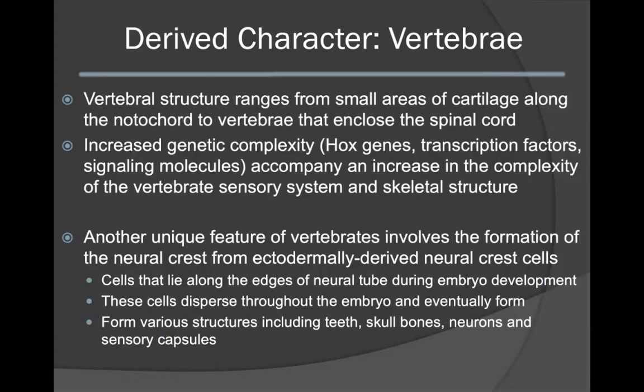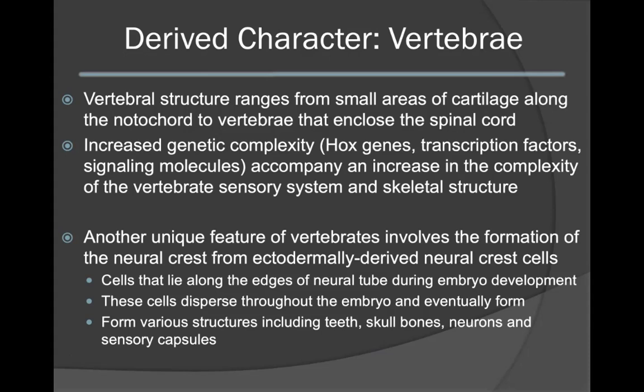An important derived character that occurred in the evolution of chordates is the development of vertebrae. Vertebral structures range from having small areas of cartilage that reside close to the notochord to having full vertebrae that enclose and protect the spinal cord.